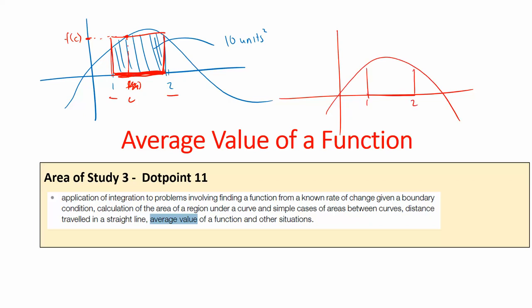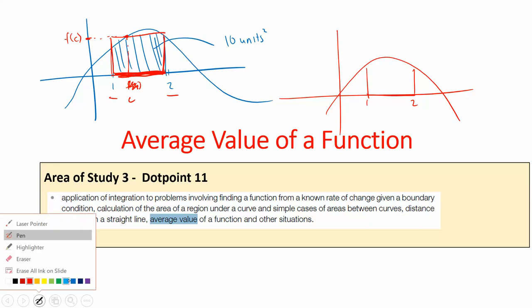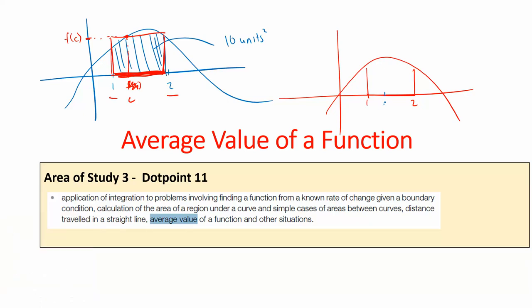Between 1 and 2. Let's say C was here, and that's the height. So this is f of C. So you've got this rectangle here, and it gives you exactly the same area as finding the integral between 1 and 2 of f of x dx, which I said was 10 before, right?